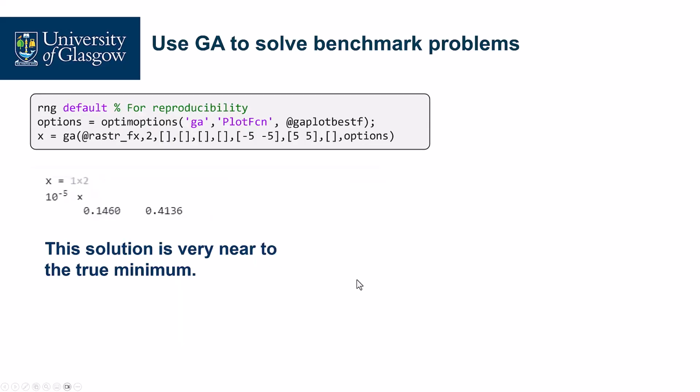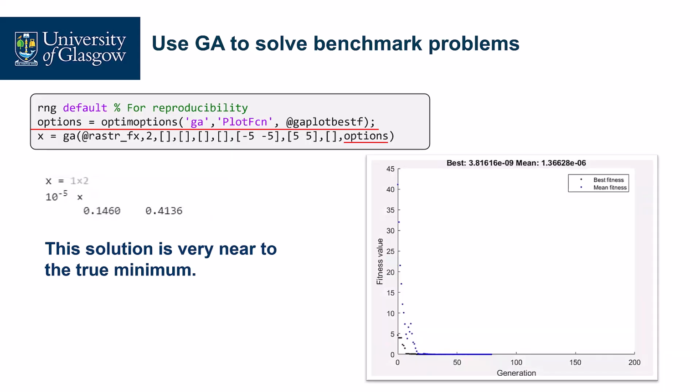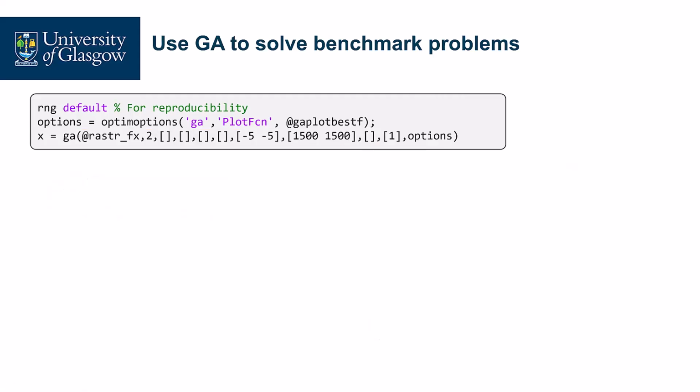Next step, we add the options. We use optimoptions to set the plotting for GA, and I put these options here. After running this one, we can find the solution is very near to the true minimum, and the convergence curve is plotted here. We can see the best fitness and the average fitness of each generation in the GA optimization process plotted here. You can also write it yourself using the live script.